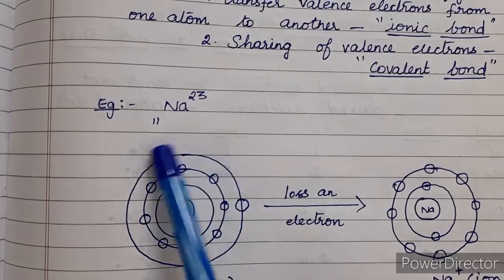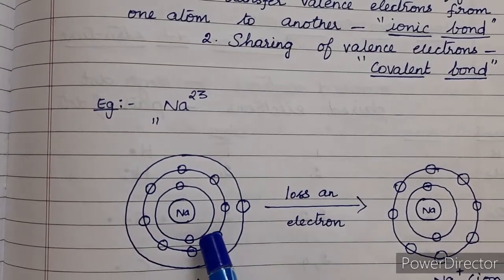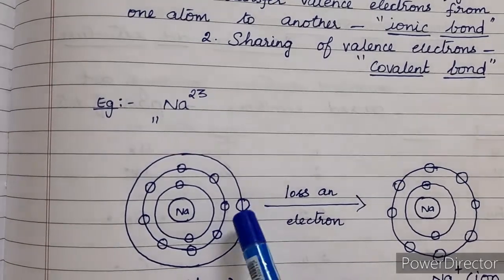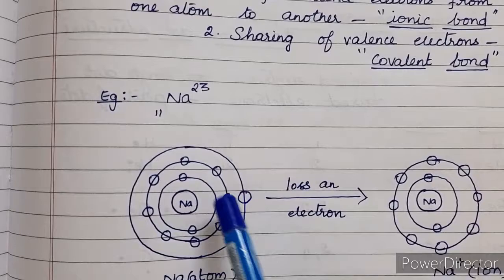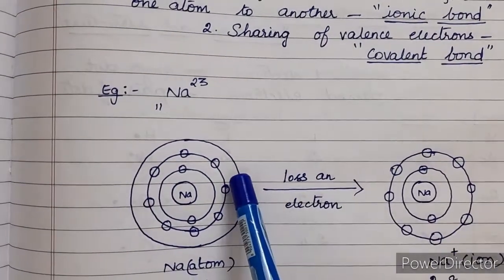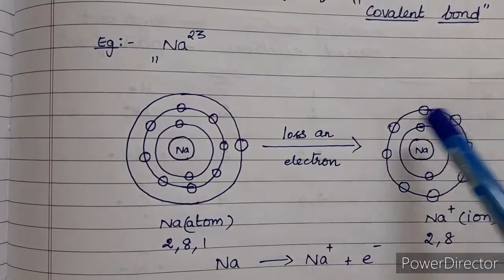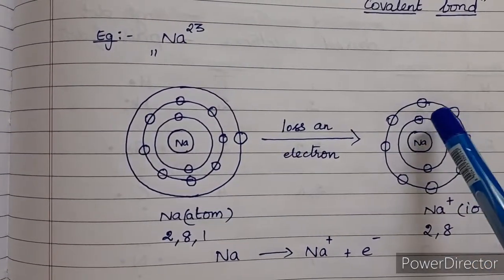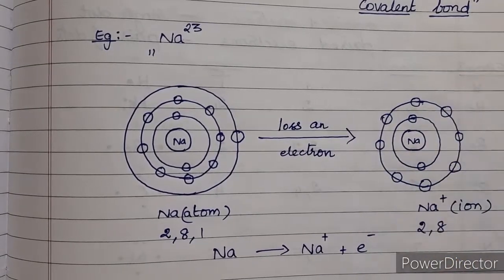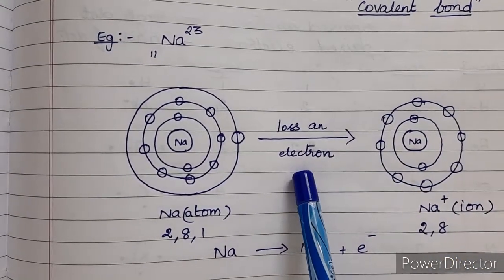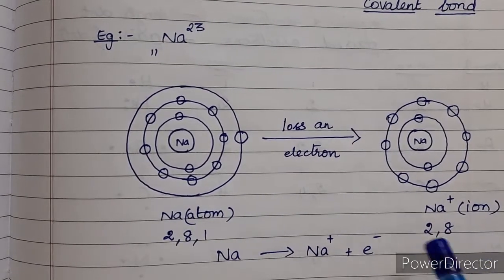Now this has 1 electron in its outermost shell, isn't it? So to attain the stable electronic configuration, this sodium atom loses an electron so that it has 8 electrons in the outermost shell. So when it loses an electron, now what will happen? It loses an electron, isn't it? So it has 2 electrons in the K shell and 8 electrons in the L shell. Now when it loses an electron, it becomes a positive ion or cation. So it becomes an ion.